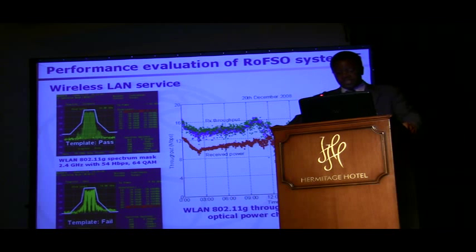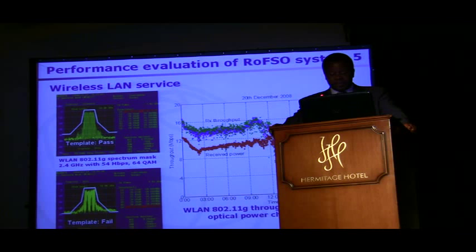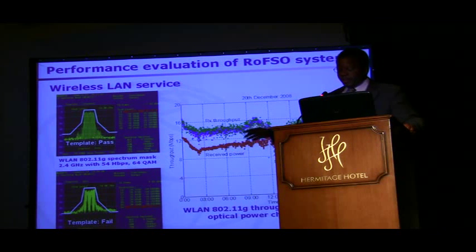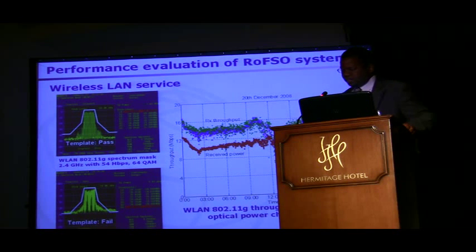We also did some throughput measurement by transmitting wireless LAN 11g signal over a continuous period of time and correlated it with the received optical power characteristics as shown here. So the left vertical axis is the throughput measured in megabits per second, the right vertical axis is the received optical power, and the horizontal axis is time.